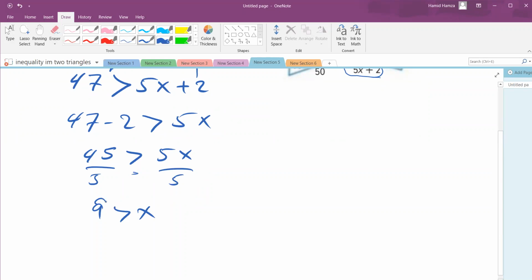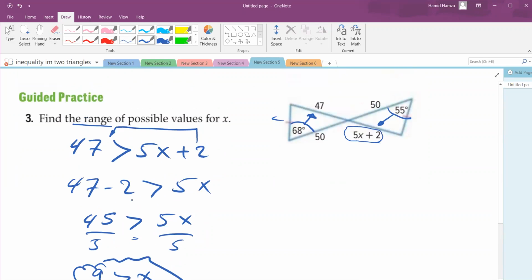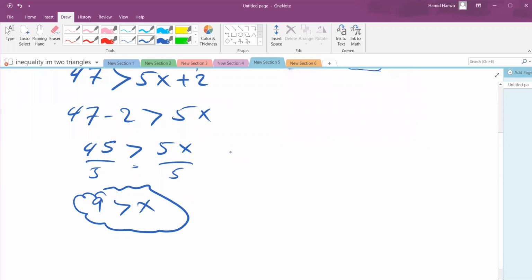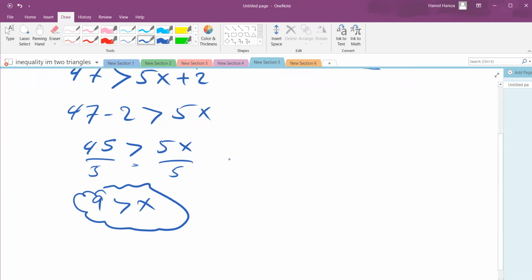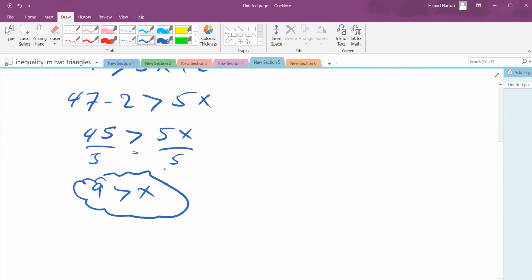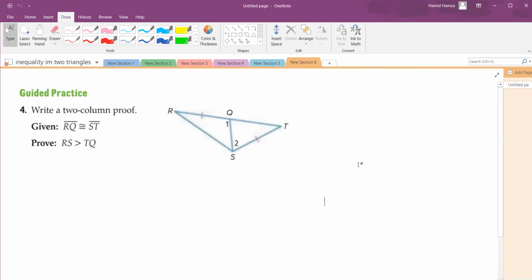So x will be what? x can take any number less than 9. So x must be less than 9, not equal to. Got it, guys? Yes.